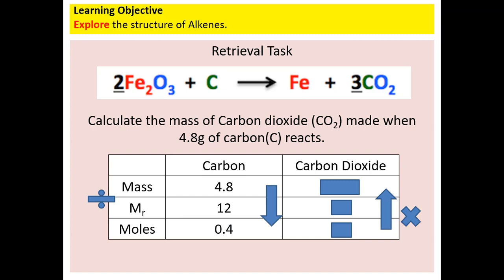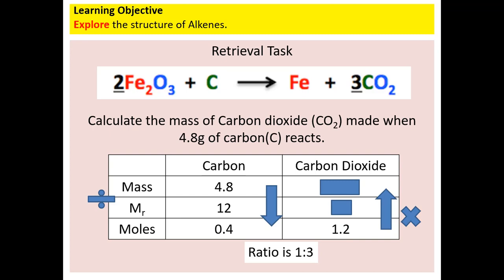Now, the next bit is to look at our ratio. We do that by looking at the numbers in front of the compounds in the equation. So we've got effectively a 1 in front of the carbon and a 3 in front of the CO2. So it's a 1 to 3 ratio. For every 1 mole of carbon you've got, you would make 3 moles of carbon dioxide. But we've not got 1 mole, we've got 0.4. So we're going to times that by 3, and that gives us 1.2 moles of carbon dioxide.